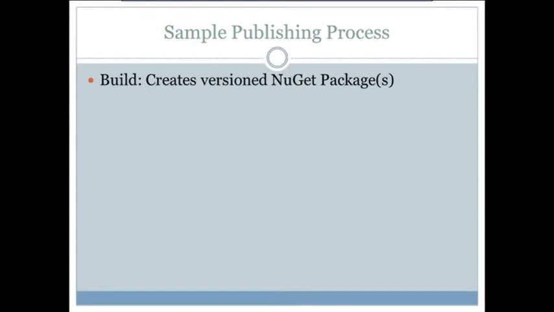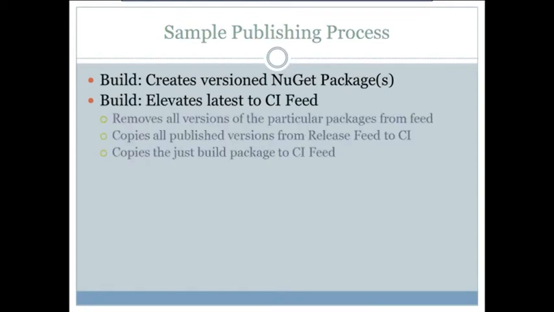Okay, so let's talk about, again just real quickly, a sample publishing process. Where all this stuff becomes interesting is if everyone gets onto the same page with a managed process and agrees on how things are going. So we've talked about creating versioned NuGet packages, right? Build is going to elevate that latest to the CI feed. Now, what does that really mean? When I'm doing an integration, and let's say there are multiple versions of a package, and I have dependencies on release packages, we have to make sure that all matches.